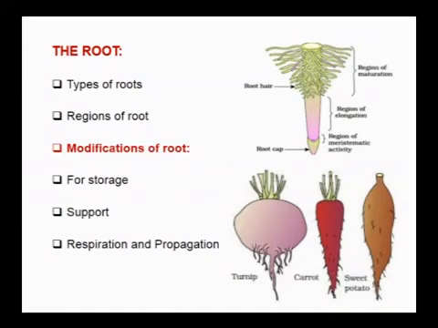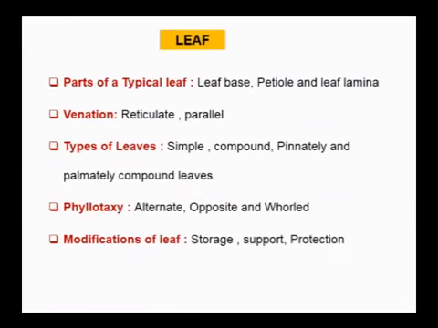So, to summarize, the root is the descending axis of the plant, positively geotropic, negatively phototropic, classified as taproots, fibrous roots and adventitious roots. The regions of the root are the root cap, region of meristematic activity, region of elongation, region of maturation with root hair, and above that there is a region of conduction. Apart from anchorage and absorption, the roots are modified for food storage, mechanical support, respiration, absorption, and also as parasitic roots. Let us go to the next slide.